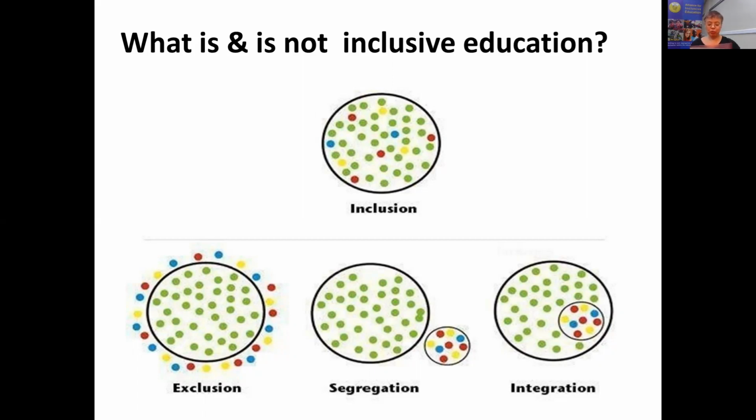Now I will explain what is meant by inclusion in education. Disabled pupils and students are able to participate in mainstream education with adaptations and accommodations made so that they're able to learn and socialise with their non-disabled peers.